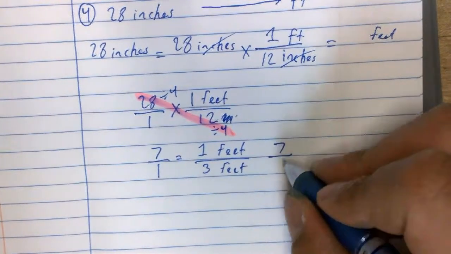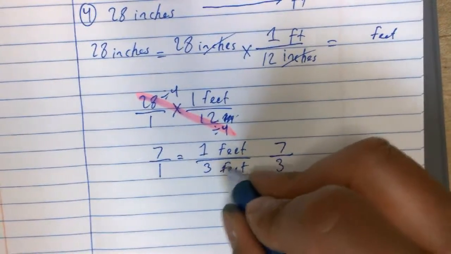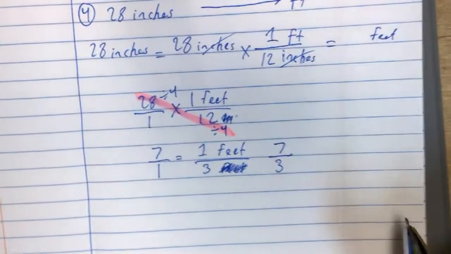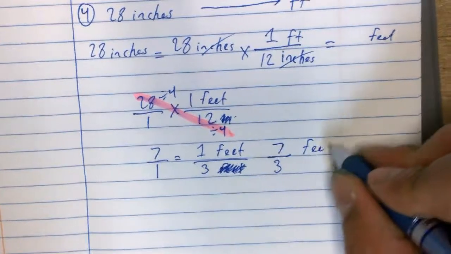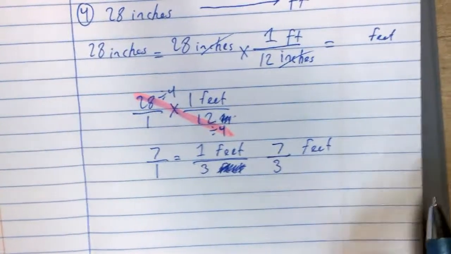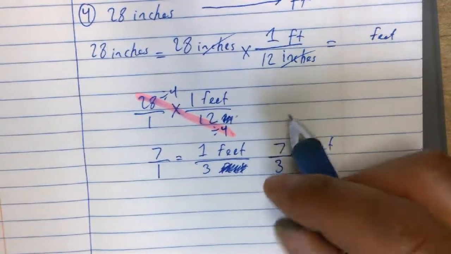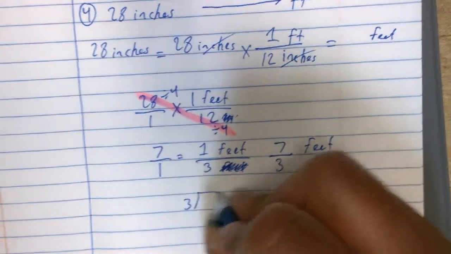You have 7 over 3. Oops, I don't know why I did that. Now see, I'm glad I caught that. 7 over 3 feet. Now you can't leave that as an improper fraction. You're trying to make sets of 3, you have 7, you know you got to divide.